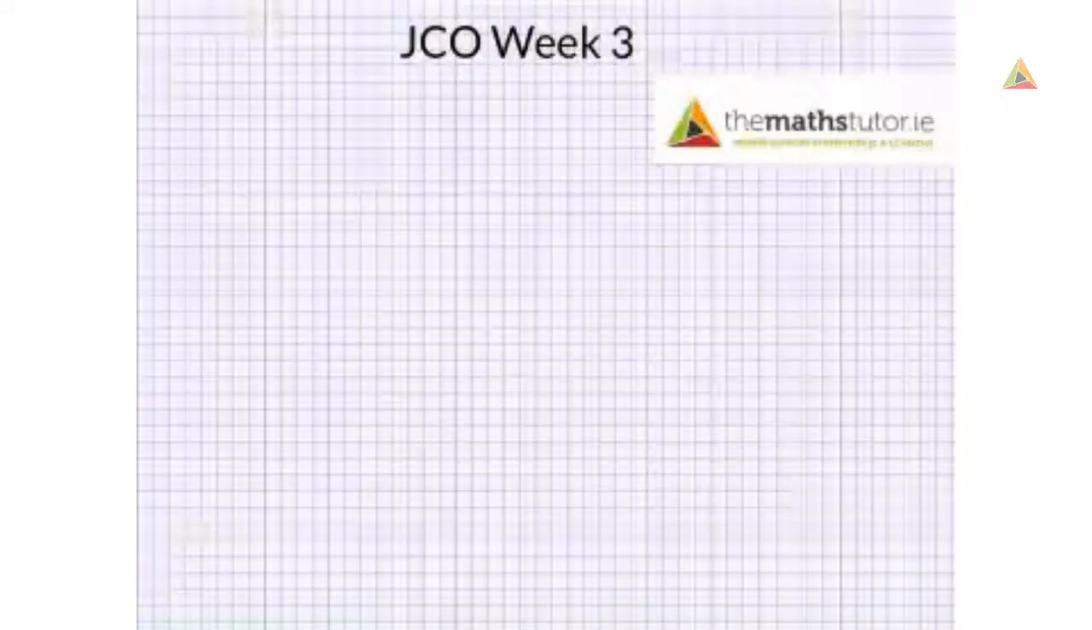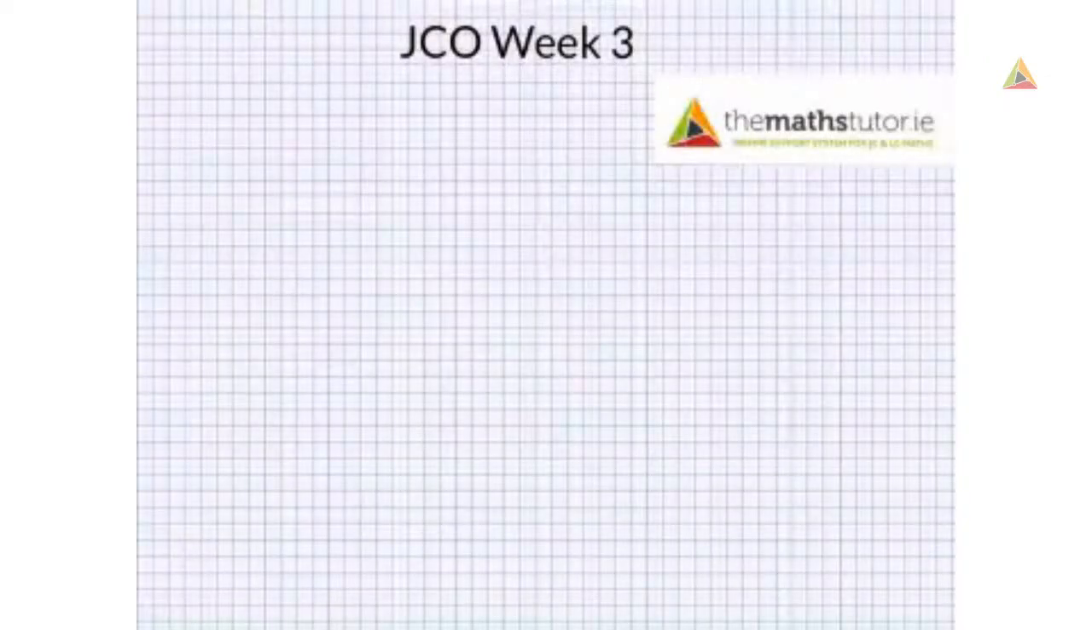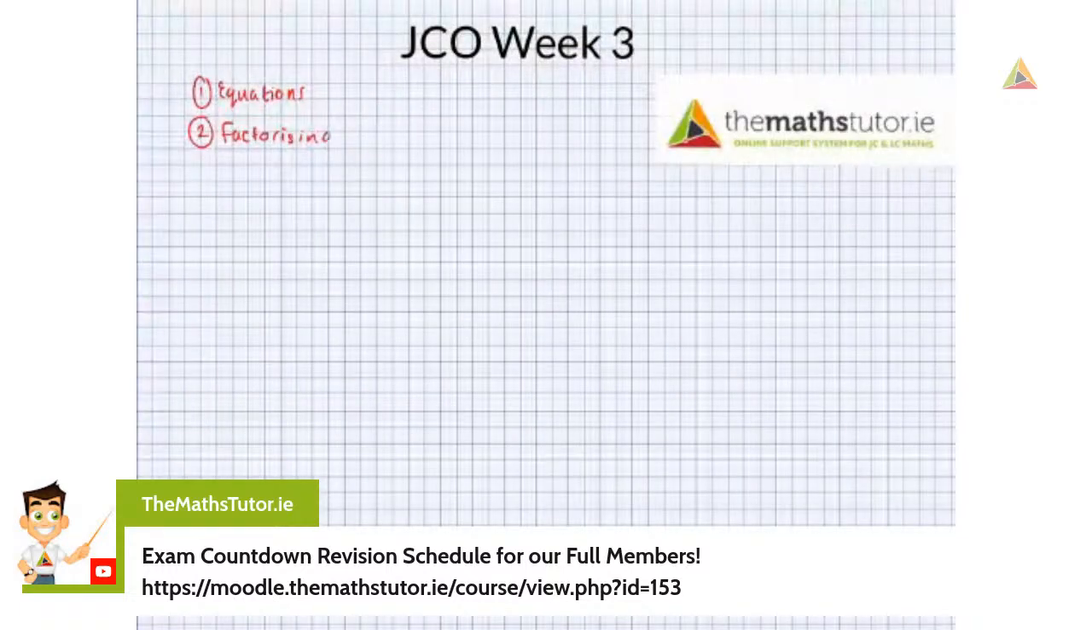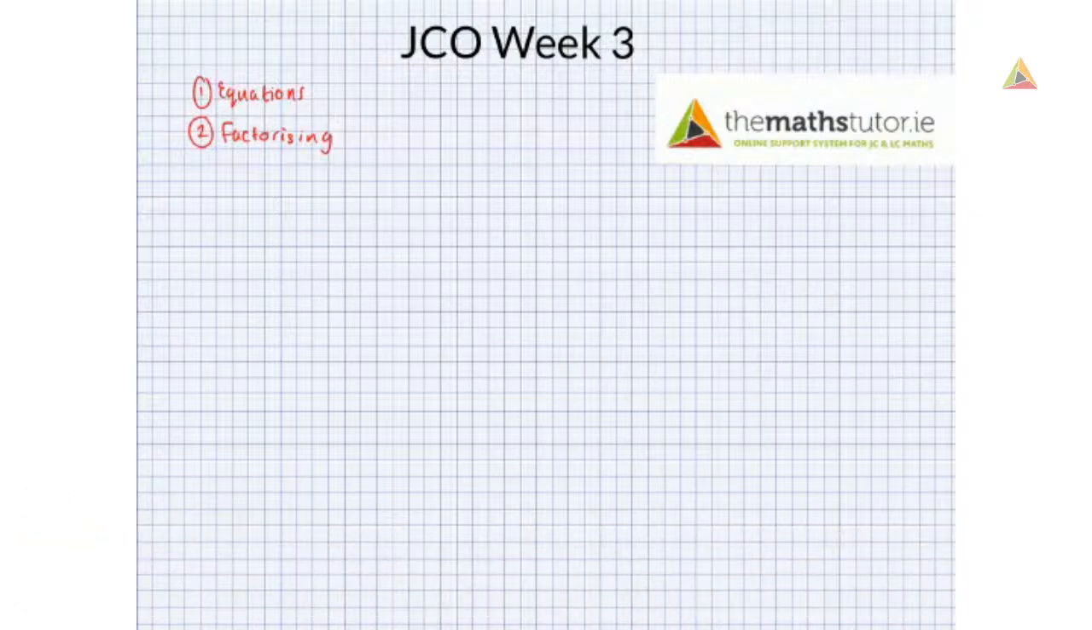Back to week 3 for junior cycle ordinary level. So today we're going to be going through 2 topics. The first is equations and the second one is factorizing. We've touched on this briefly in the previous lessons, but we're going to be going into it in more detail today. So I'm going to put up a couple of examples.